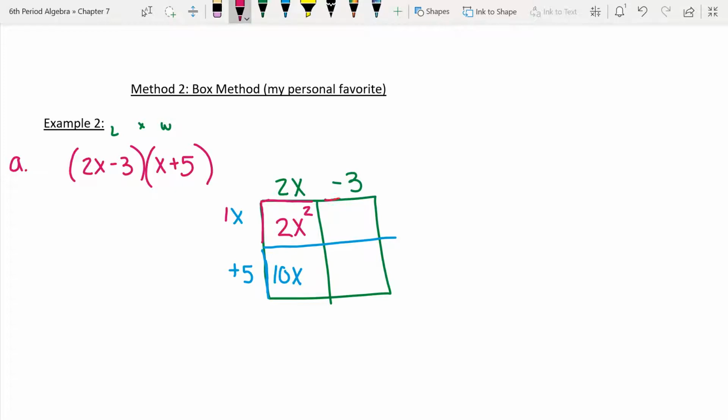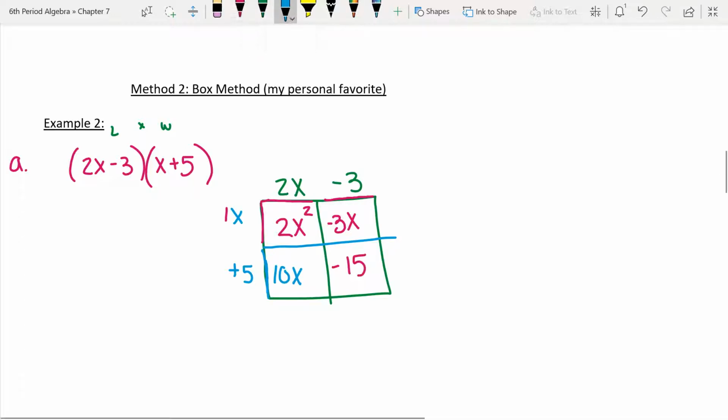Now let me move to the top right. I'm going to technically multiply the top little box, which is negative 3, times the side box of 1x. This is really just multiplying constants, so negative 3 times a positive 1 is negative 3. X tags along. Bottom right is always the easiest. It's literally just multiplying two numbers together. So a negative 3 times a positive 5. Negative times a positive is negative, and 3 times 5 is 15.